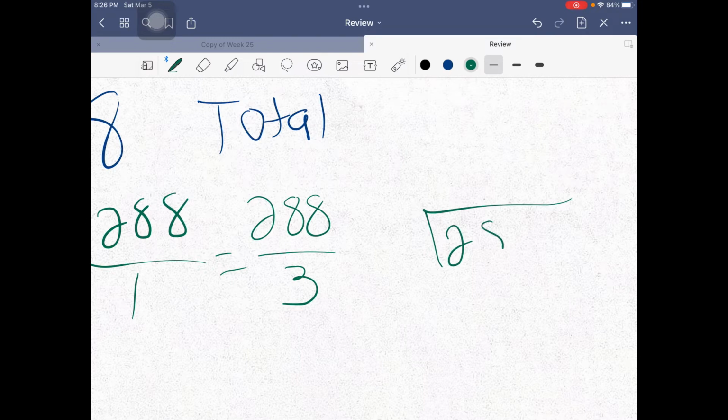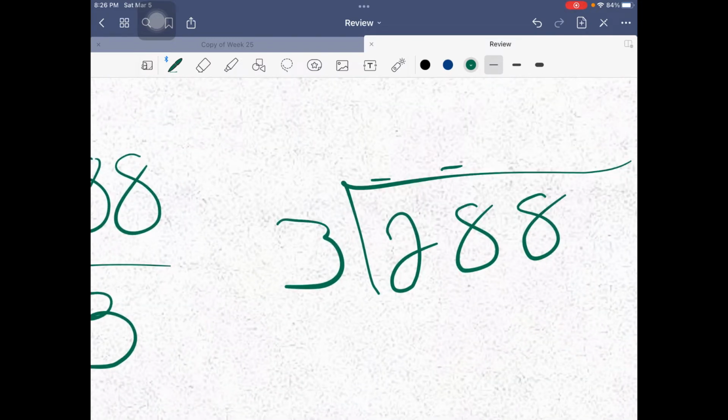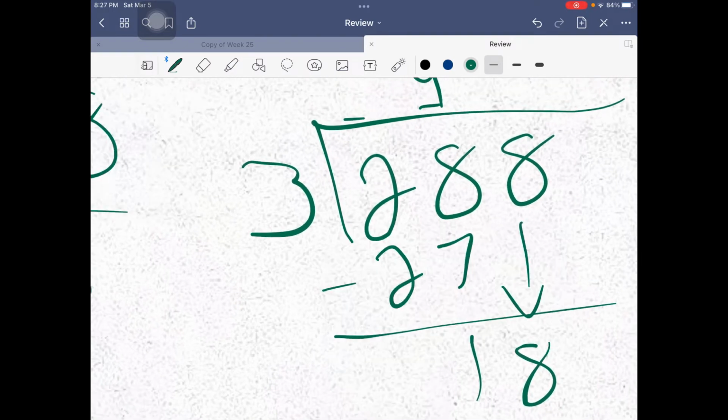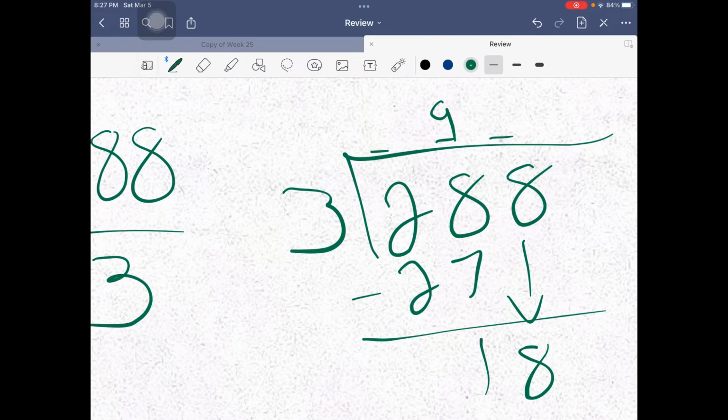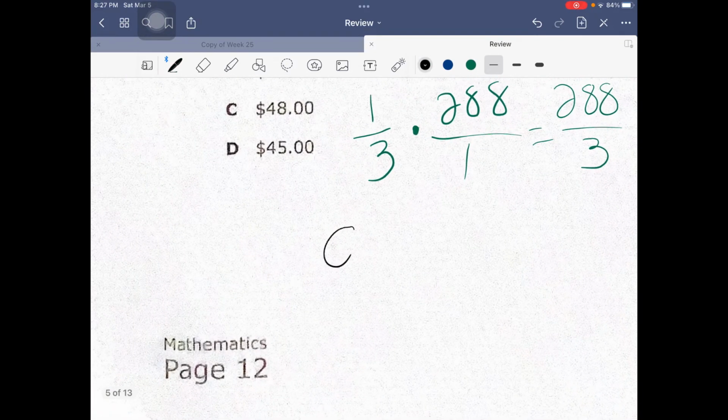How many times can 3 go into 28? Good. What's 3 times 9? 27. Then you subtract. You bring the 8 down. 3 times what will give you 18? 6. That means 96 cookies were sold.